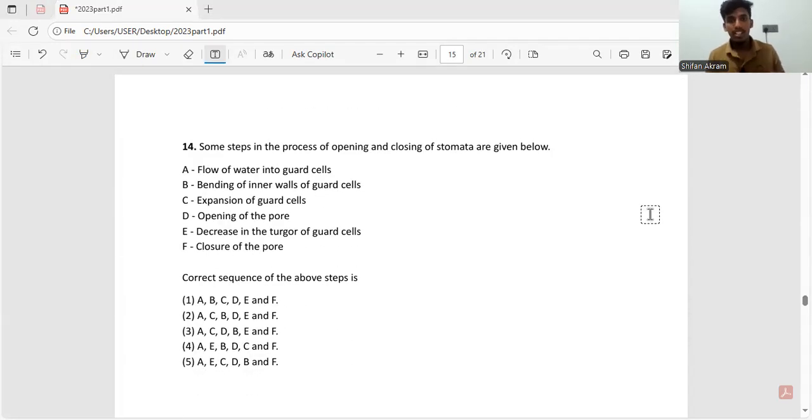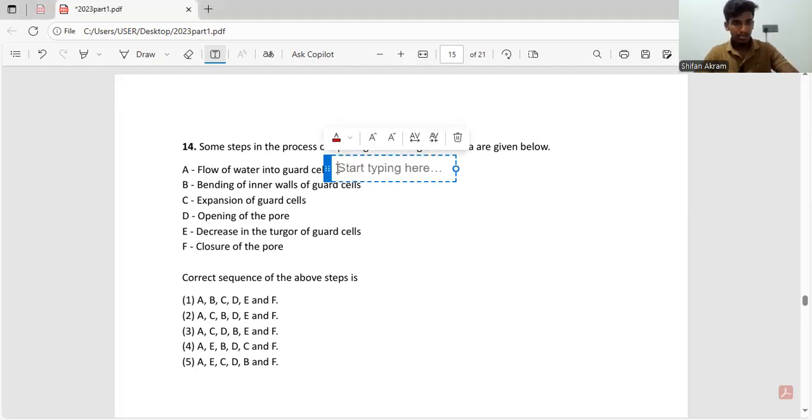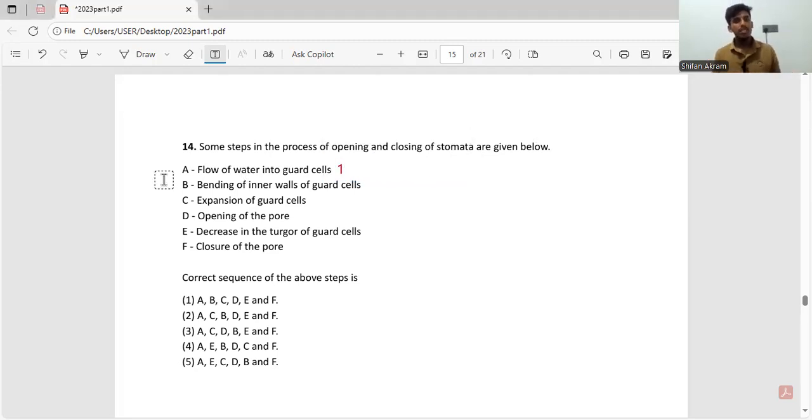Okay, now let's go through the 14th question. Some steps in the process of opening and closing of stomata are given below. So this is regarding the opening and closing of stomata using the guard cells. Let's see the right order. In all the statements they have given us, A occurs first, which is correct, flow of water into the guard cells. So what happens is, when the stomata is closed, potassium ions start to accumulate inside the guard cells. When potassium ions accumulate in the guard cell, the water potential in the guard cell decreases and water starts to move in. So which is correct, which is the first one.